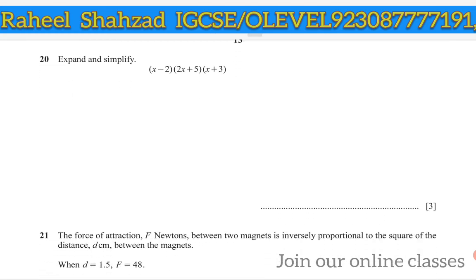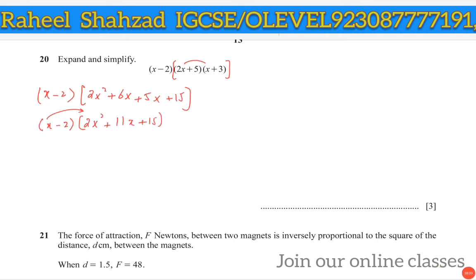Question number 20. We need to expand it. Expand and simplify. The best way of doing it is to put a bracket so that you may not commit any mistake. (x minus 2)... So this is going to be 2x square plus 6x plus 5x plus 15.